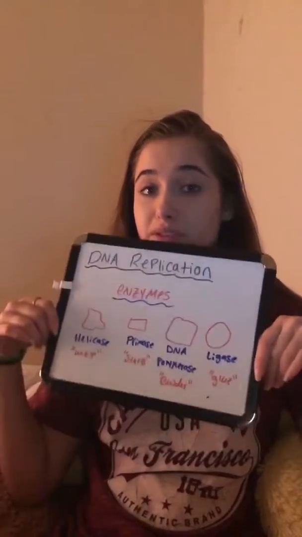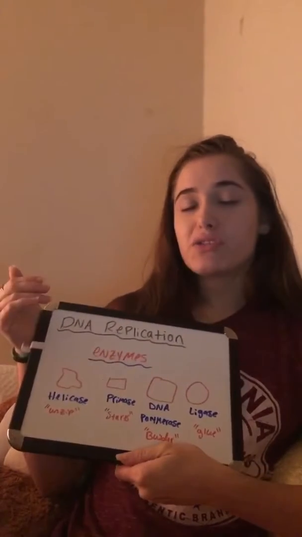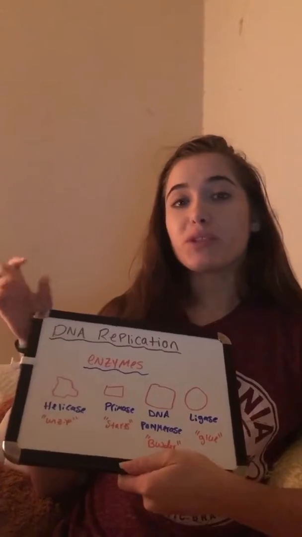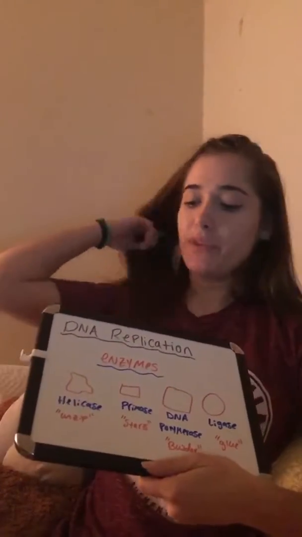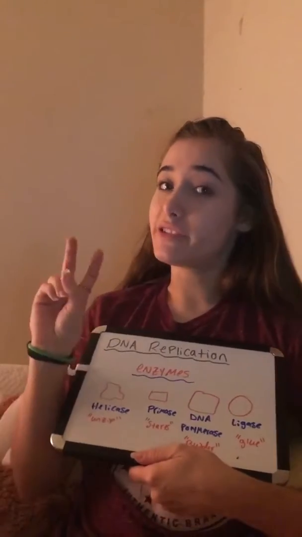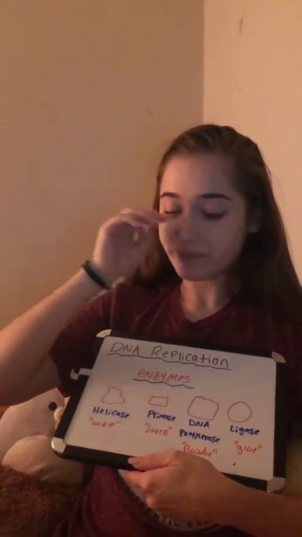Okay, now that we know about the pairs and the shape of DNA, we can talk about how it's actually replicated. To start off, we need to talk about some enzymes. These are the major enzymes used in DNA replication. There's plenty more, but these are the major ones you should know about. We have helicase, which is the unzipper of the DNA. It goes through and breaks all the hydrogen bonds.